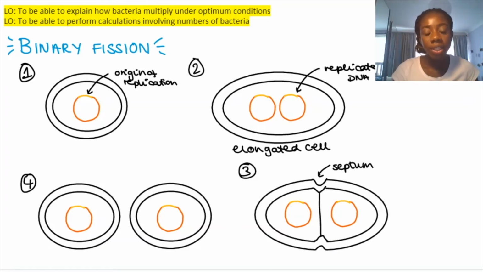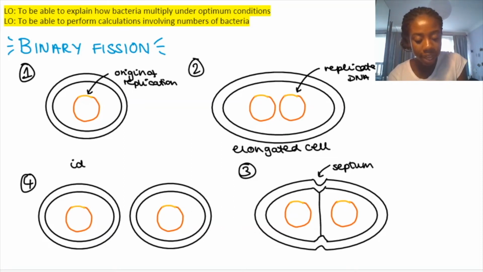Then in the fourth stage, we finally have the division of the cell membrane and the cell wall, and this is pretty similar to the process of cytokinesis in mitosis. So then we end up with our identical daughter cells, which can then go on to stage 1 again and repeat the process.